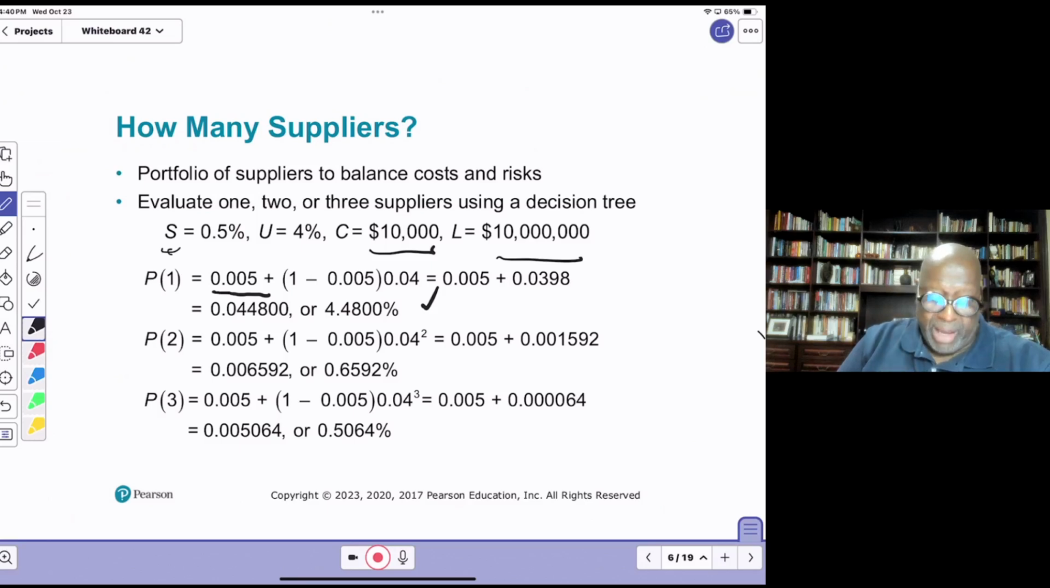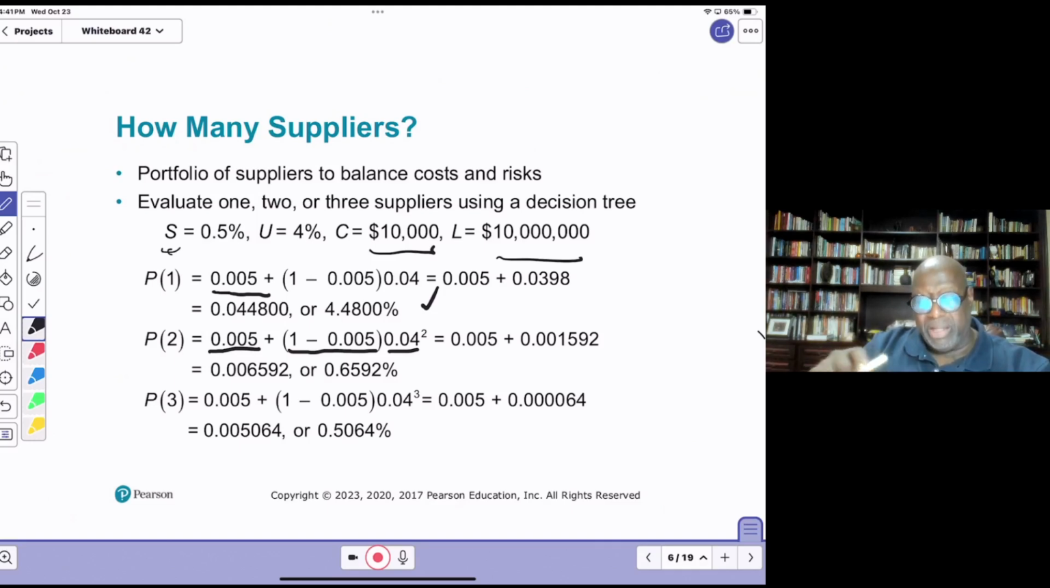If we're doing it for 2 suppliers, then we have the same probability of a super event, 1 minus the probability of a super event times both of the suppliers being impacted at the same time. So if both of them are impacted simultaneously, it would be 0.04 times 0.04. That is the probability of both of them happening at the same time, and that there's no super event. So that gives us a probability of 0.006592. So of course, as you increase the number of suppliers, the risk is actually reducing.